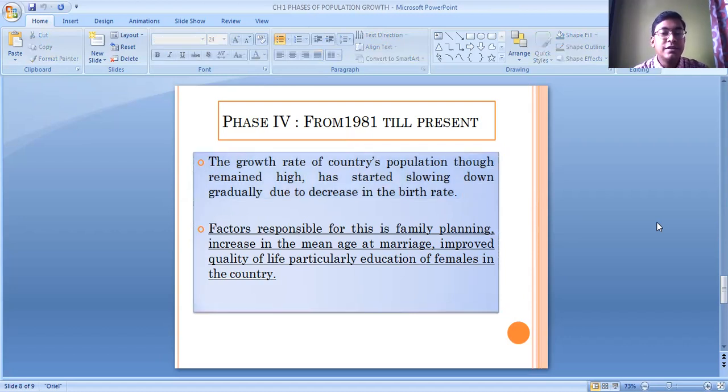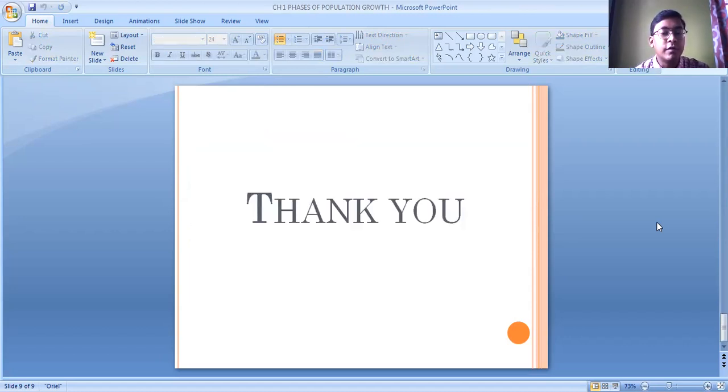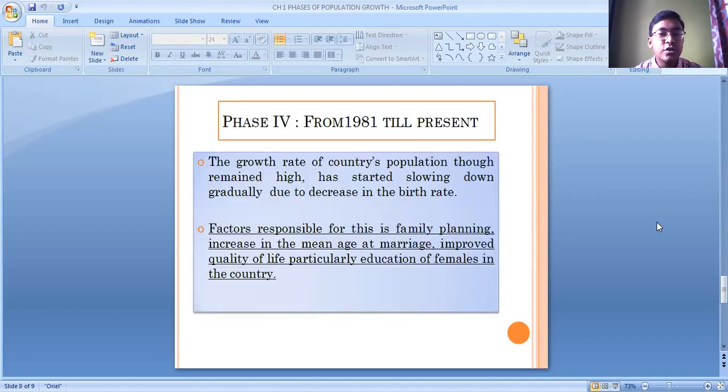So these are the different phases of population growth of our country. The population of our country has increased mainly in 4 different time periods. Phase 1, when the population growth rate was almost stagnant. Phase 2, when the population started increasing steadily. Phase 3, when the population exploded suddenly. And in phase 4, the population growth started declining.